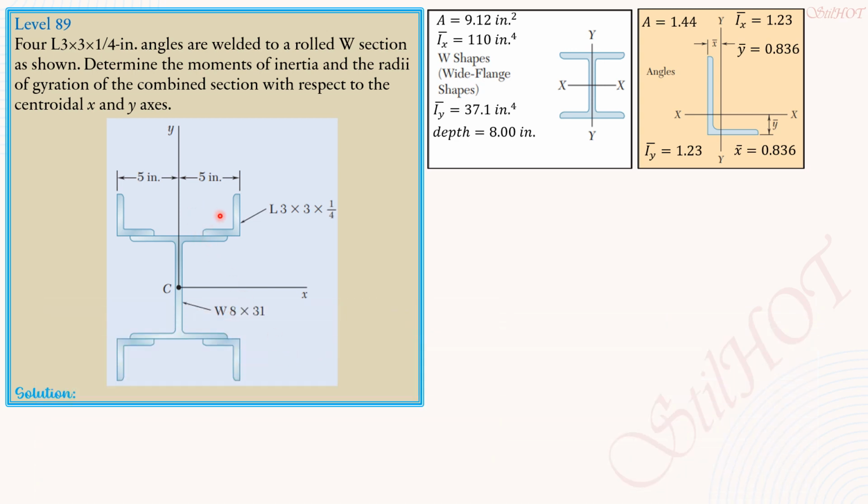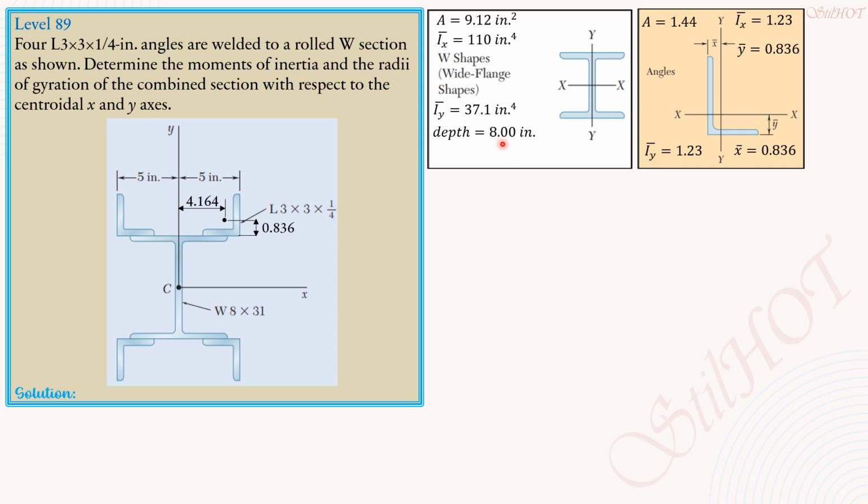So for the location of the centroid of one angle, it's here. The distance from here to the outer edge is 0.836, as shown. That is also 0.836. Therefore, if this is 5 inches, the distance of this centroid from the y-axis is 5 minus 0.836, because this is also 0.836. So 5 minus 0.836 is 4.164 inches.